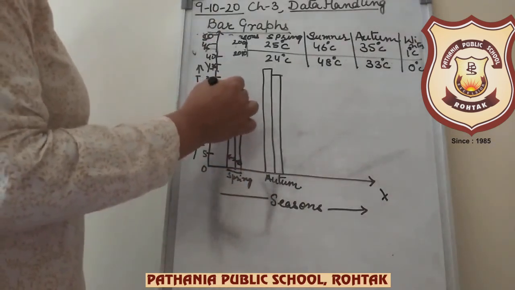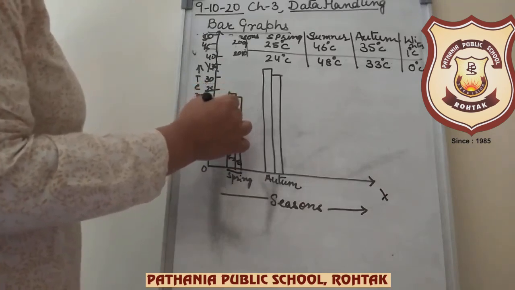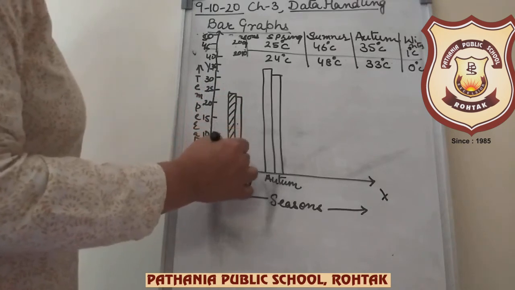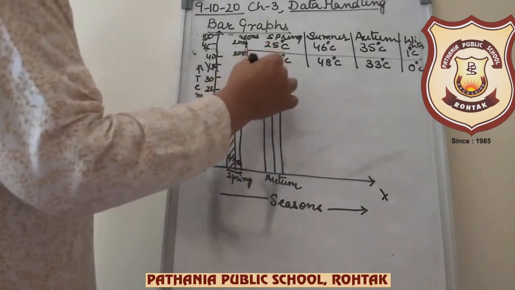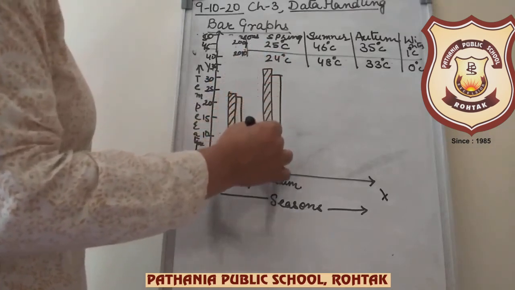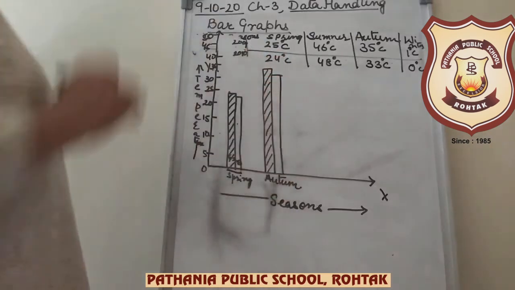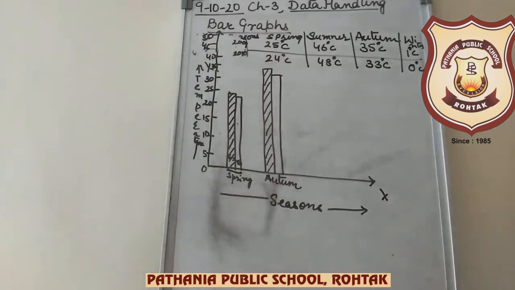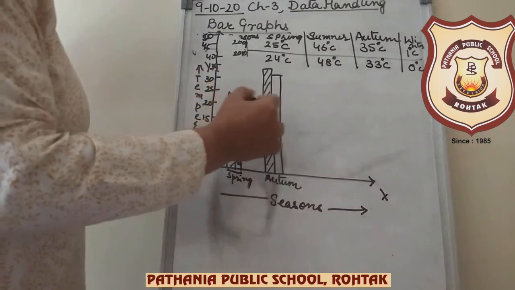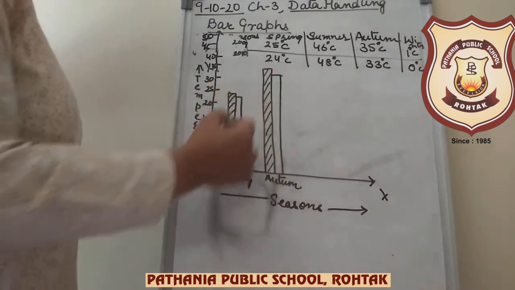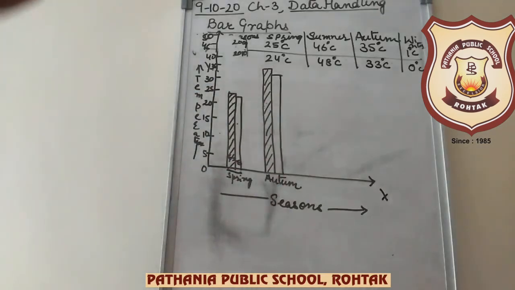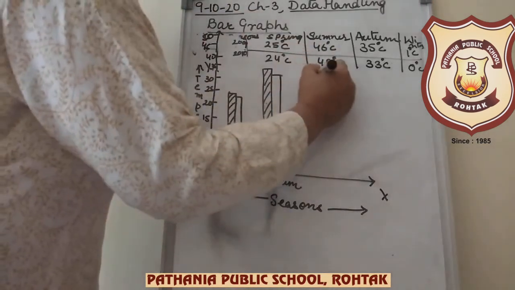So what you will do, shade either year with one color. Here I am drawing like this. So each bar, the first bar where I have drawn the diagonal lines, represents year 2009. Now how to write the scale?